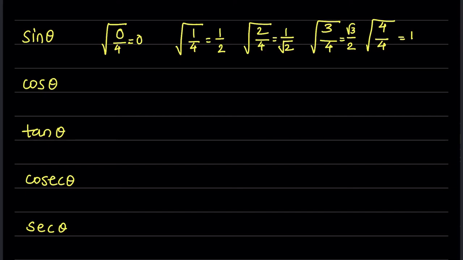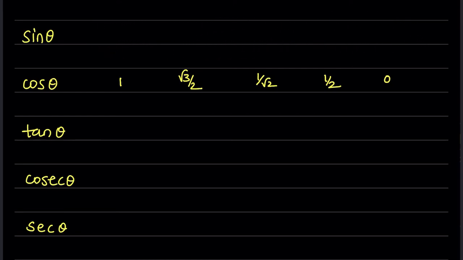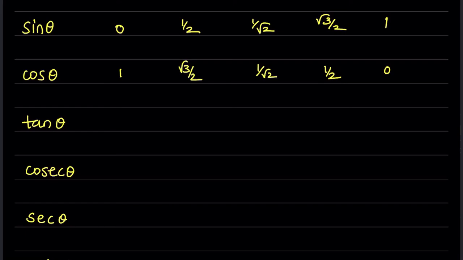To write the values of cos theta, write these values in reverse order. So cos 0 is 1, then this value is root 3 by 2, then 1 by root 2, 1 by 2 and 0. See here, I will write the values 0, 1 by 2, 1 by root 2, root 3 by 2 and 1. So in the reverse order, these values: 1, root 3 by 2, 1 by root 2, 1 by 2 and 0. Now tan theta is simply sin theta upon cos theta.